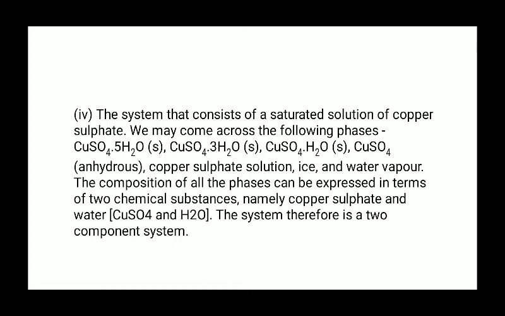In the system that consists of a saturated solution of copper sulfate, we may come across the following phases: copper sulfate having 5 water molecules, copper sulfate with 3 water molecules, copper sulfate with 1 water molecule, and copper sulfate without water molecules. Copper sulfate solution, ice, water vapor. The composition of all phases can be expressed in terms of two chemical substances, namely copper sulfate and water. The system, therefore, is a two component system.